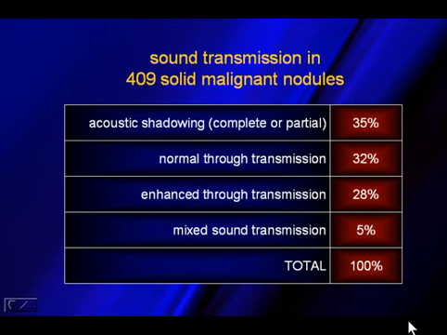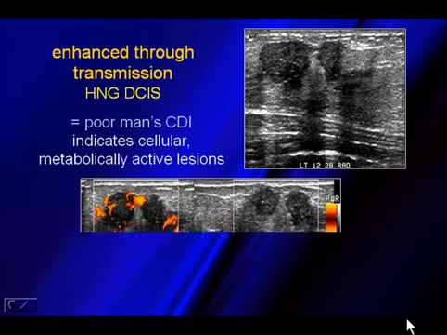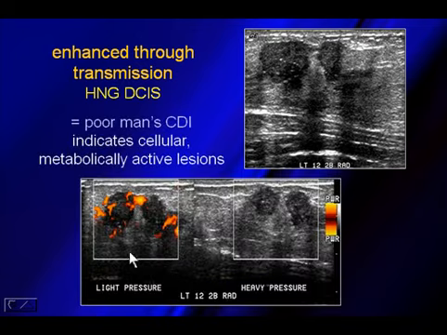So if you're looking for the presence of shadowing to call something a cancer, you'll only be right about a third of the time. Cancer can present itself in any way that it wants, either with normal sound transmission, enhanced sound transmission, or shadowing. Dr. Stavros always called our high-grade lesions poor man's color Doppler, said that if you did not have color, you could just imagine the flow, but the cancers that have the enhanced through transmission behind them are the ones that are going to light up with color Doppler, so we will see quite a bit of flow.